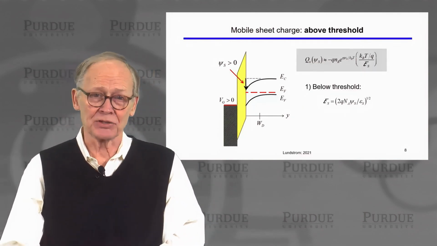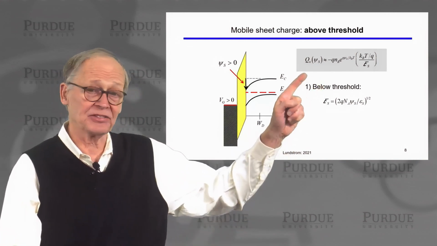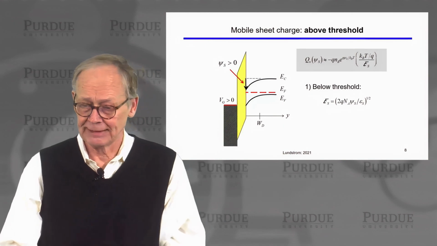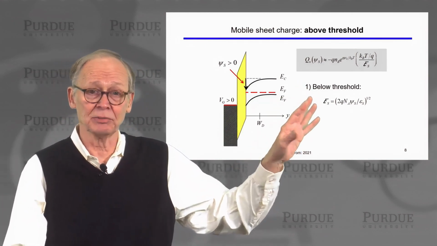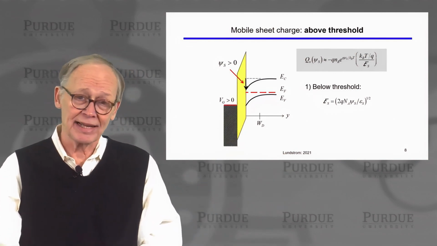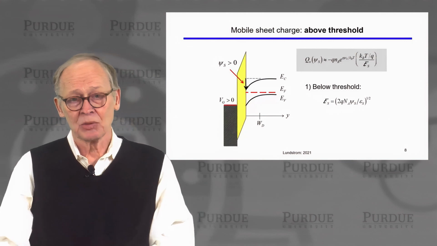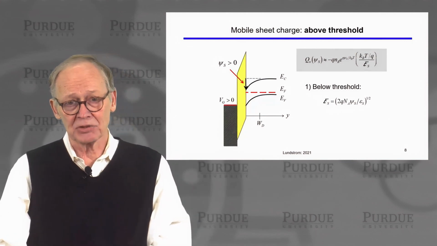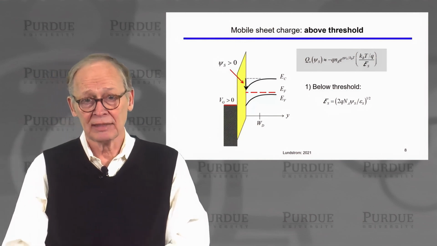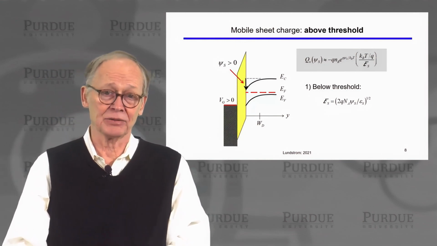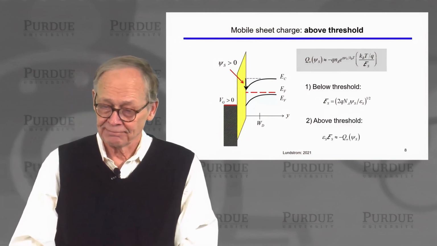Now let's look above threshold, and we have to be a little more careful. We begin with the same expression. Okay. Below threshold, we just use the electric field from depletion layer theory. We cannot do that now, because if we're well above threshold, we're dominated by the charge in the inversion layer, the mobile electrons, and the electrostatics is different. We can't use depletion layer theory to deduce the electric field.